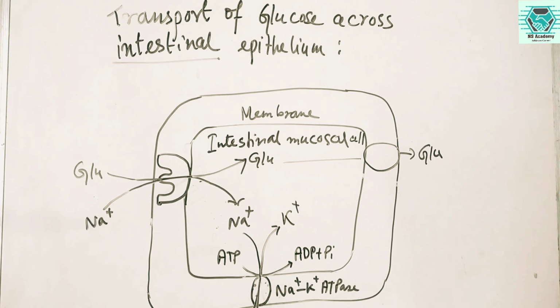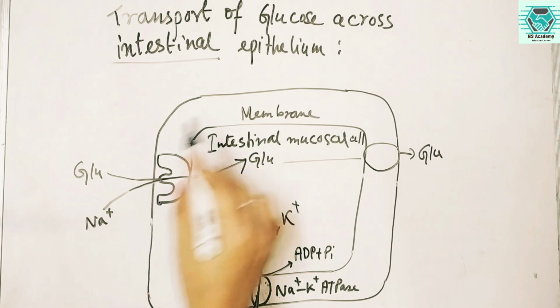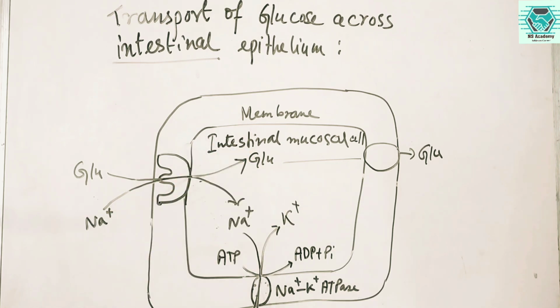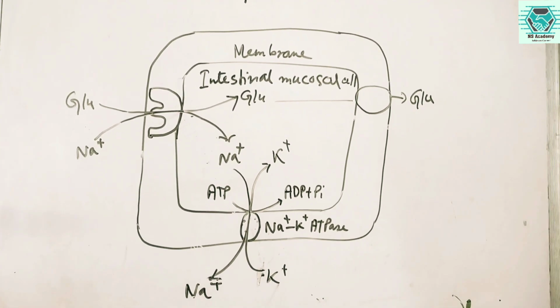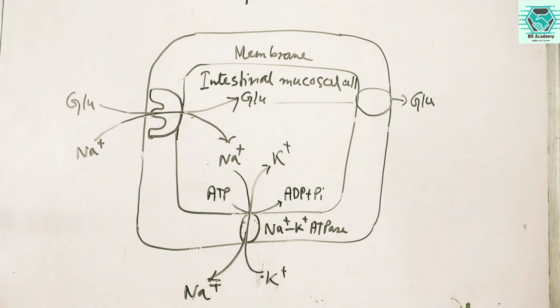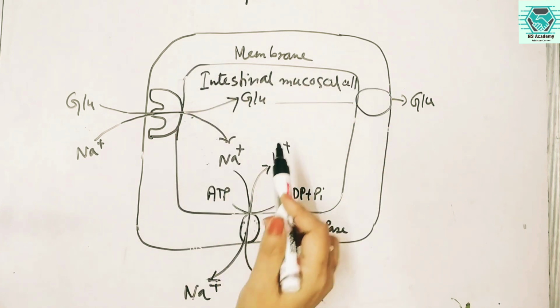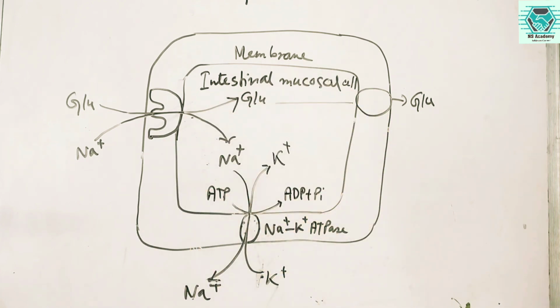Different sugars possess different mechanisms for absorption. Glucose is transported into the intestinal mucosal cell by a carrier mediated and energy requiring process, which is shown here. You can see the whole process, right? Glucose and sodium share the same transport system, and when two molecules share the same transport system, we call it symport. So this is the membrane and this is the mucosal cell of the intestine.